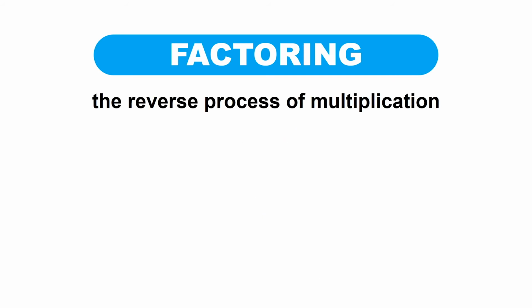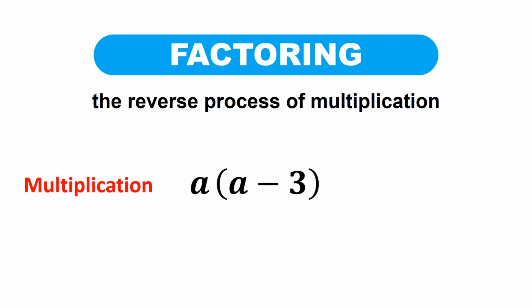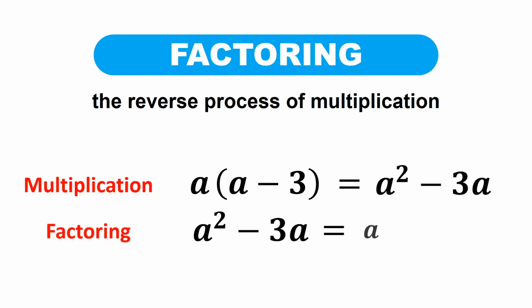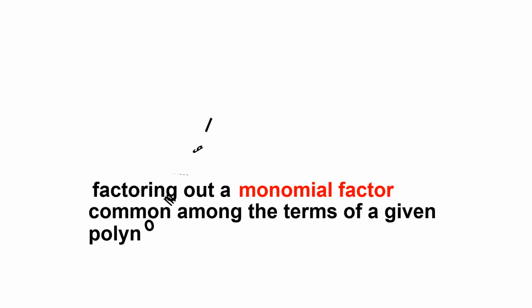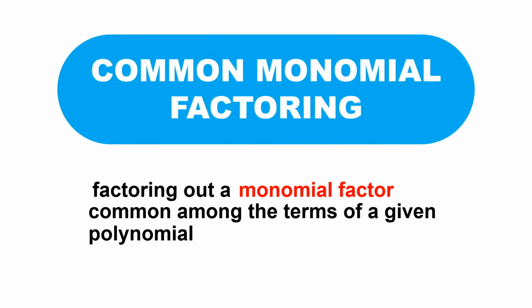In multiplying the binomial a minus 3 by the monomial a, the application of the distributive property will yield a squared minus 3a. Hence, the factored form of a squared minus 3a is a times a minus 3. Factoring out a monomial factor common among the terms of a given polynomial is a type of factoring technique that must be prioritized in any factoring problem. This type is called common monomial factoring.